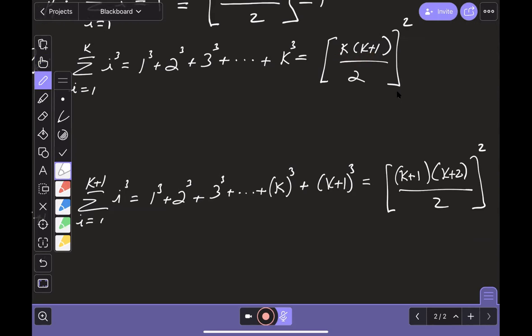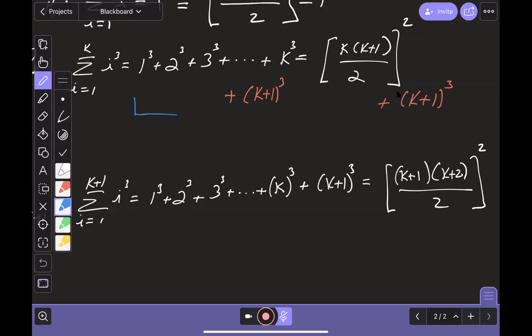Now someone says, how could you go from this to this? Well, that looks pretty simple to me. All you have to do is add k plus 1 cubed to both sides of the equation. These are things you learn in really low-level algebra: if you have an equality and you add the same thing to both sides, it remains an equality. And here comes the trouble.